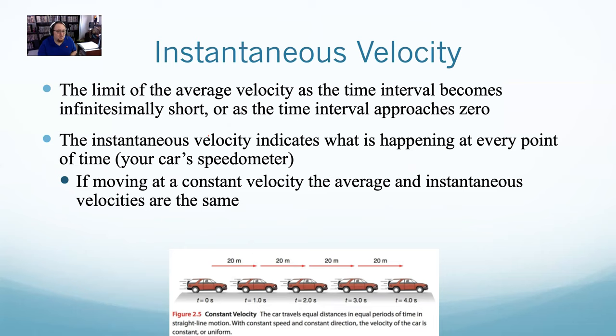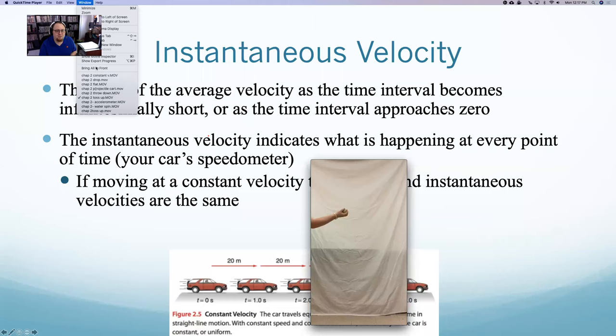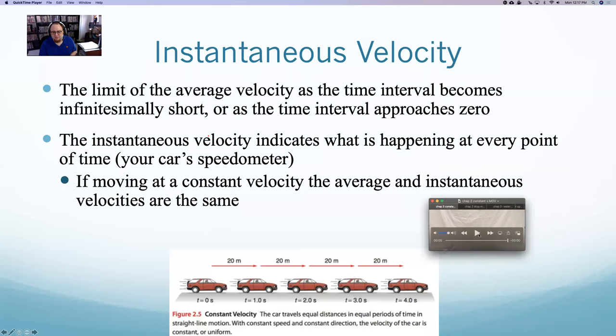Now, of note, if you're moving at constant velocity, like my weird little car thing I keep showing, if your velocity isn't changing, your instantaneous velocity and your average velocity would be the same. Because if it's not changing, it's just going to be the same as on average. But that's not very likely. Most of the time, things are speeding up or slowing down.